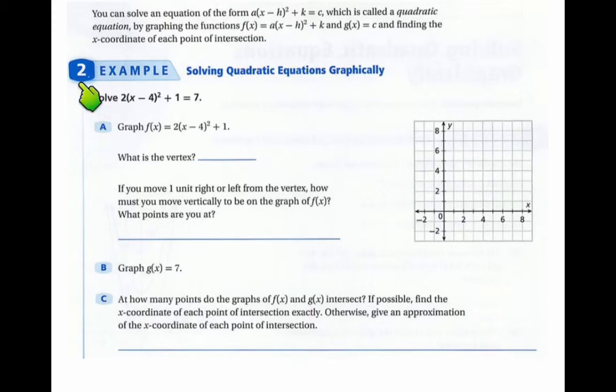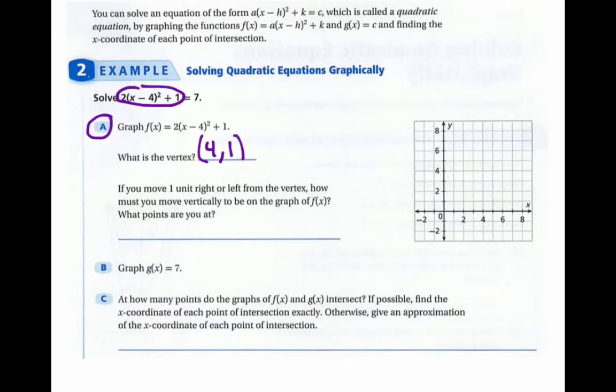This is what your homework is going to be. There's only 4 problems, so I'm not going to show you an example. This is your example. So we're going to solve 2 times x minus 4 squared plus 1 equals 7. So first we're going to graph the left side of this. So we convert that to a function, f of x equals, same thing.